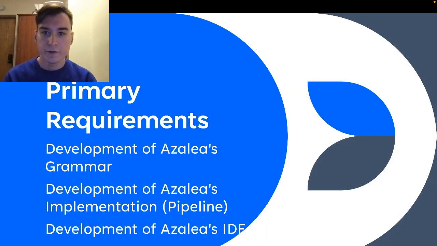This project overall, though, has 3 core tenets or requirements. The first is the grammar that defines Azalea, and we really can't move on to anything else until we figure out how the grammar defines the rules of the language. And so once these rules are established, then we can go ahead and work on the compiler's implementation. And this implementation has been implemented using a pipeline. And then the last thing we should discuss is the integrated development environment.